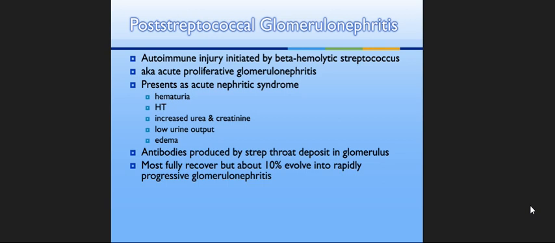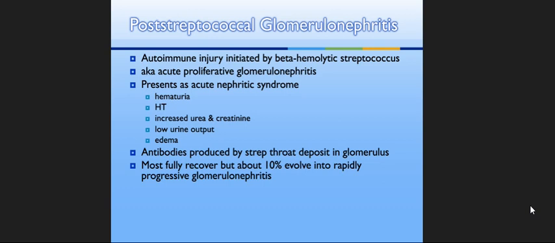Post-streptococcal means there was an infection with the streptococci. I told you most of the etiologies are due to inflammation and autoimmunity. But here, look, the beginning was infection with streptococci, and the consequence was related to that. So post-streptococcal glomerulonephritis is autoimmune injury.